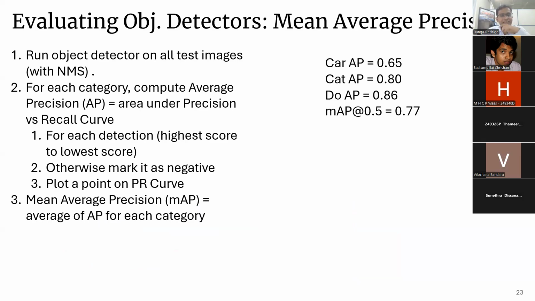Okay, evaluating object detectors, mean average precision. Run the object detector on all the test images with NMS. For each category, compute average precision, the area under the precision versus recall curve. For each detection, go from highest score to lowest score. Otherwise, mark it as negative. Plot a point on the PR curve, and then you can get the average precision. Mean average precision is the average AP over each category.